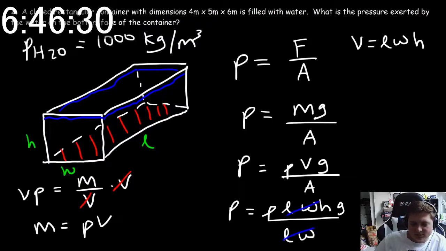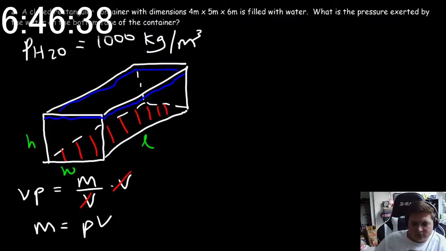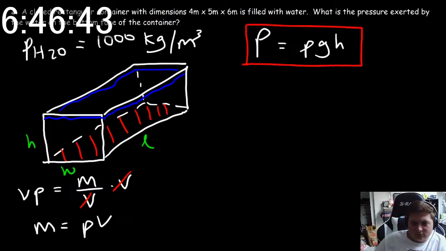So the pressure that's due to the weight of the water alone is going to be the density of the fluid times the gravitational acceleration times the height of the fluid. So here it is. This is the equation that you want to keep in mind when dealing with the pressure due to a fluid. So we know the density of water is 1,000 kilograms per cubic meter.